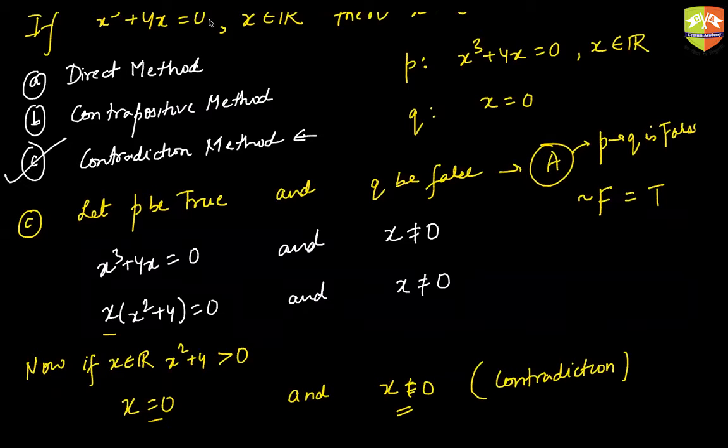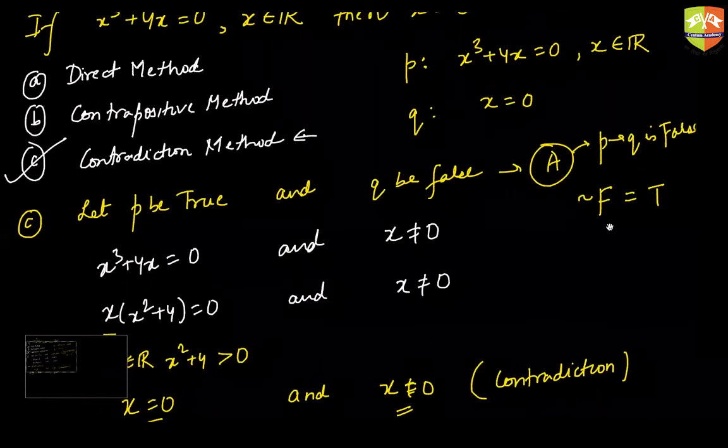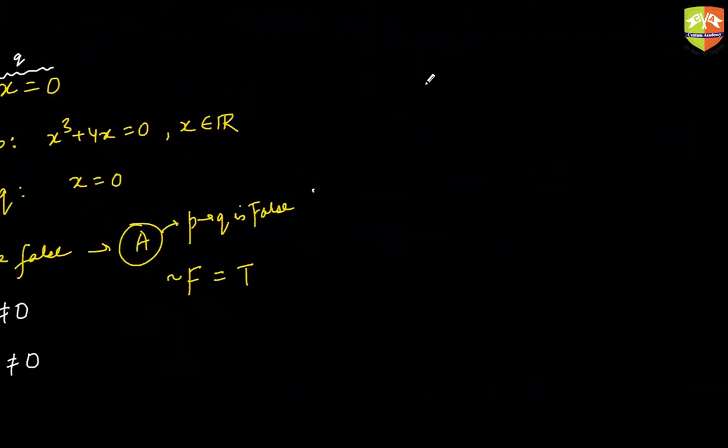Guys, are we ready to do it with the direct method? Sir, could you scroll up to the direct method page for a second? Okay, direct method is: assume P is true and then prove Q is also true. Done, sir. Chalo, we'll discuss the direct method now.